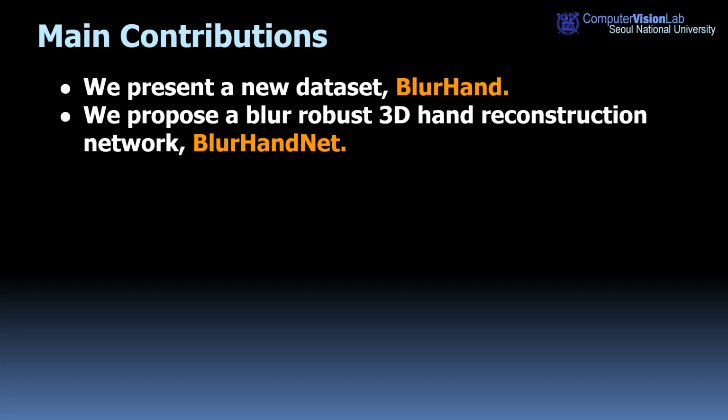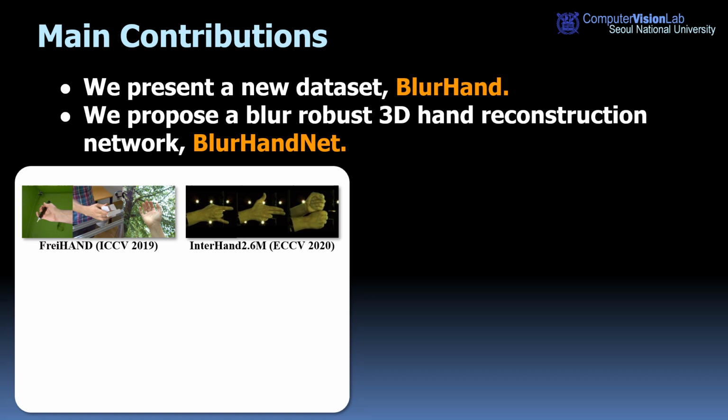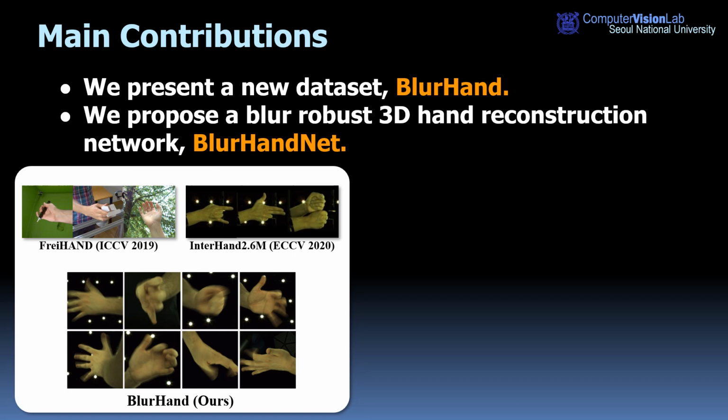Our main contributions are twofold. First, we present a new dataset, BlurHand, in contrast to previous 3D hand datasets, which mostly contain sharp images. Our BlurHand contains realistic and blurry hand images. Second, we propose a blur-robust 3D hand reconstruction network, BlurHandNet.